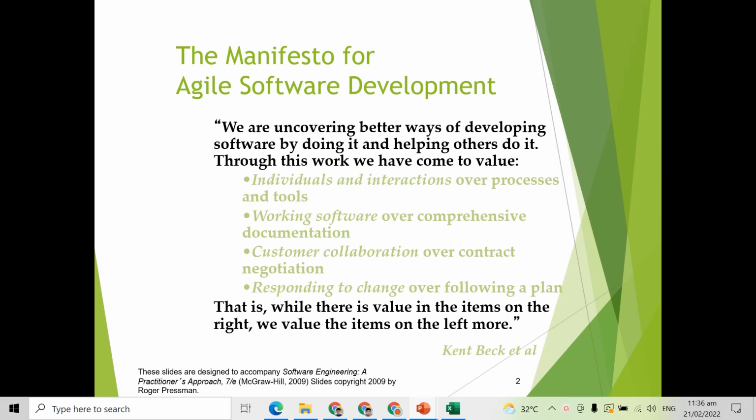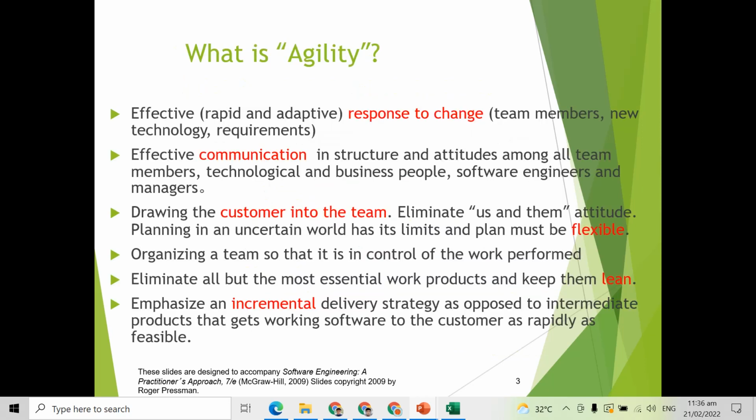And that is according to Kent Beck et al. So what is agility? Effective, rapid, and adaptive response to change, team members, new technology, requirements. Effective communication in structure and attitudes among all team members, technological and business people, software engineers, and managers. Drawing the customer into the team. And then attitude, planning in an uncertain world has its limits and plans must be flexible.